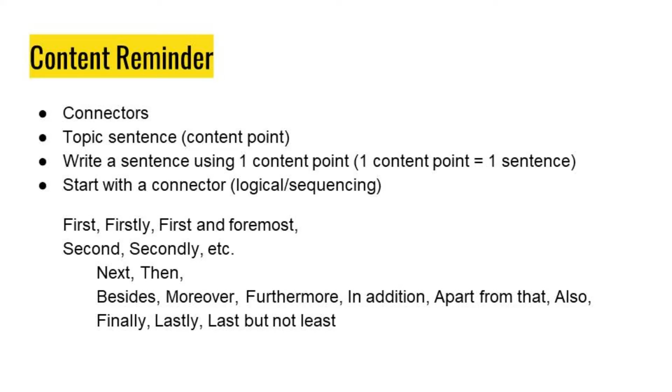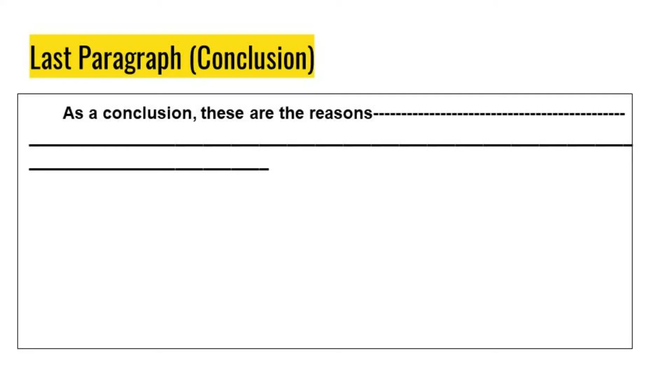Then, remember to use topic sentence for the content points. Write a sentence for a content point. After that, write a few sentences for your ideas or elaboration for that content point. For the last paragraph, you need to conclude with phrases like, as a conclusion, to conclude. Then, write the summary of the points or the topic or subject matter. For example, as a conclusion, these are the reasons.